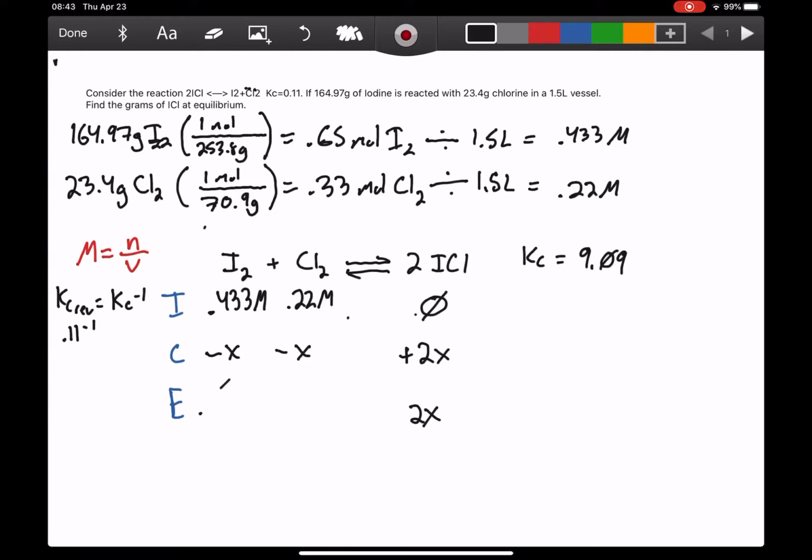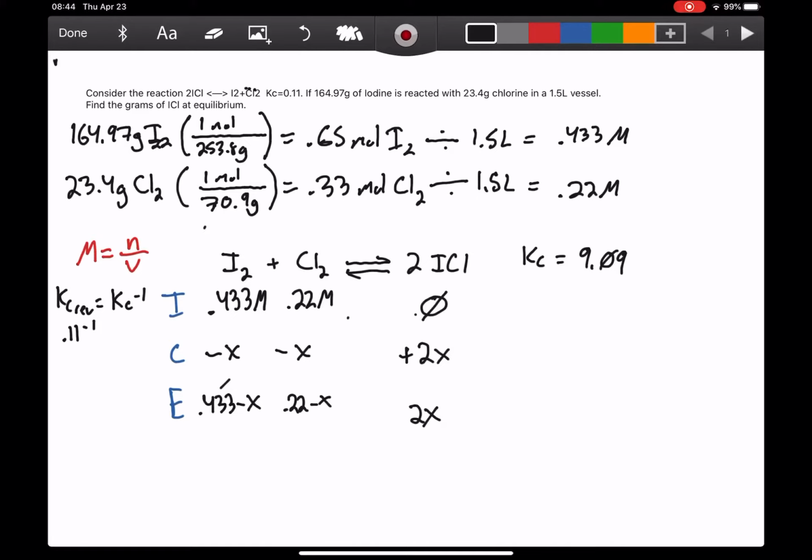Over here is going to be 0.433 minus X and 0.22 minus X, because at equilibrium, the molarity of I2 and Cl2 is going to be our initial concentration minus our change. That's simple.